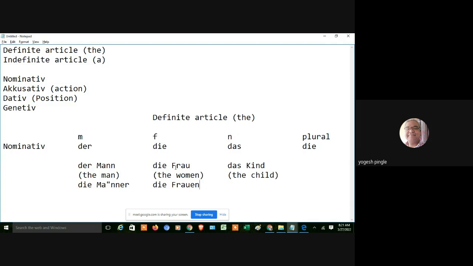Frauen. Here you can say the woman, or here you can say the lady. It is also fine. The ladies. In English we say the ladies in plural form. So, der Mann, die Männer, die Frau, die Frauen, das Kind, and die Kinder. Das Kind, die Kinder. The Kinder is the children.